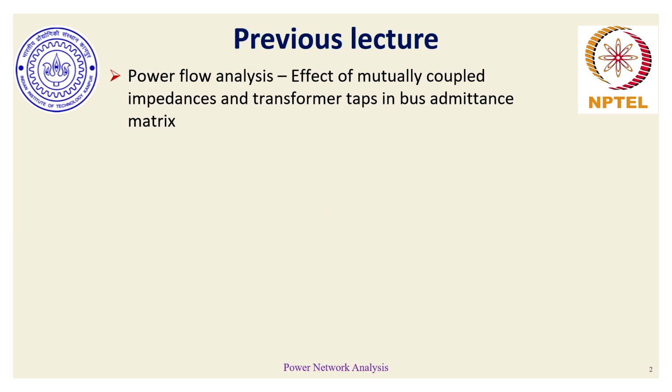In the previous lecture, we finished our discussion on evaluation of the bus admittance matrix, which forms a premise for power flow analysis. And we have also considered the effect of mutually coupled impedances or admittances and transformer taps when they are in an off nominal position in the evaluation of the bus admittance matrix. So, I request all to please go through the previous few lectures in order to have a better understanding, and then the discussion to come would become much clearer.